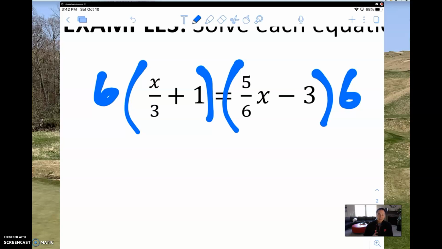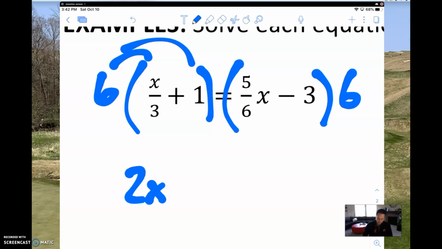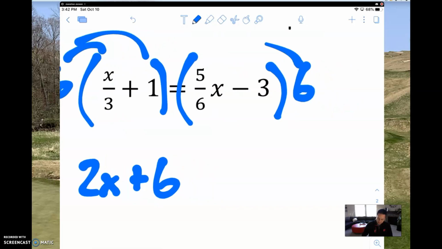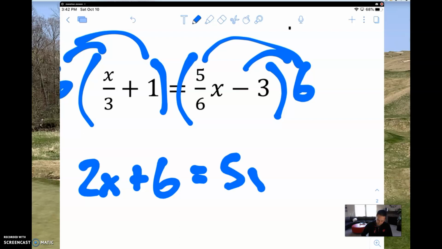So now we're going to take that 6 and multiply it through. If I take 6 times x, that's 6x, divided by 3 is 2x. And then 6 times 1 is a 6. Then I go over on the right side and we distribute the 6. 6 times 5 is 30. 30 divided by 6 is 5. So we get 5x. And then 6 times a minus 3 is a minus 18.